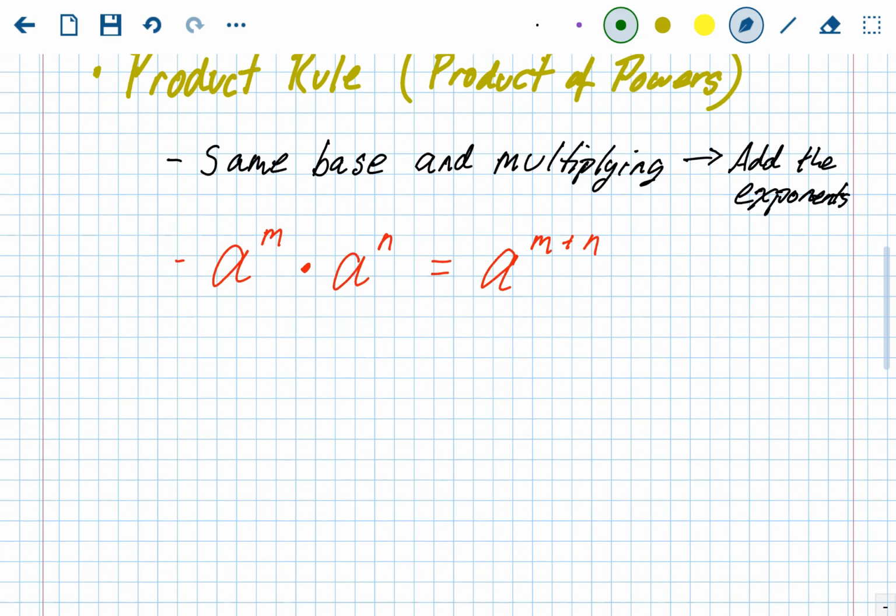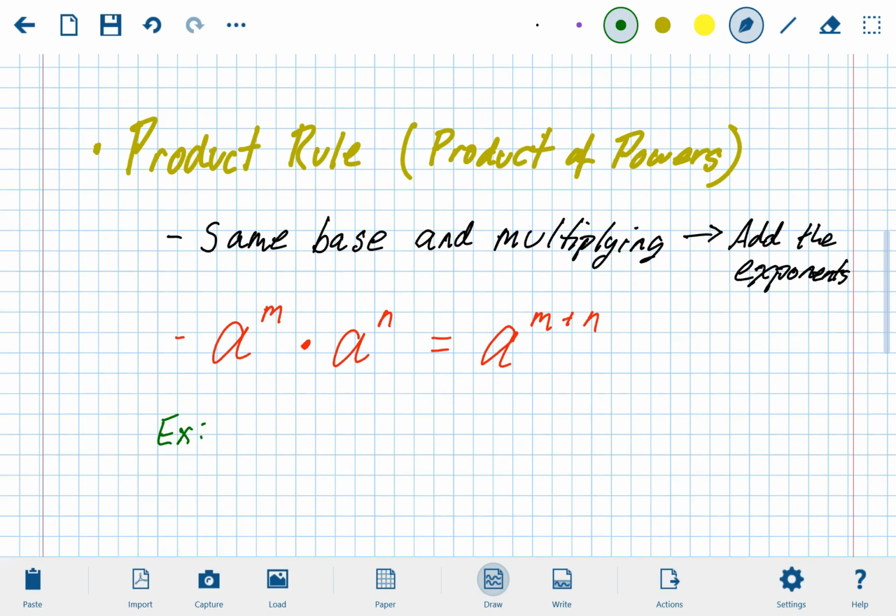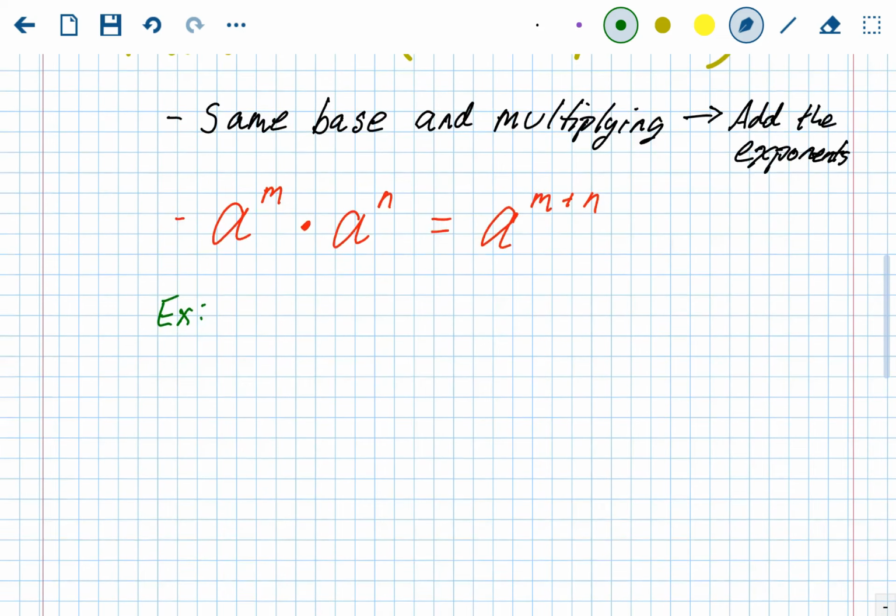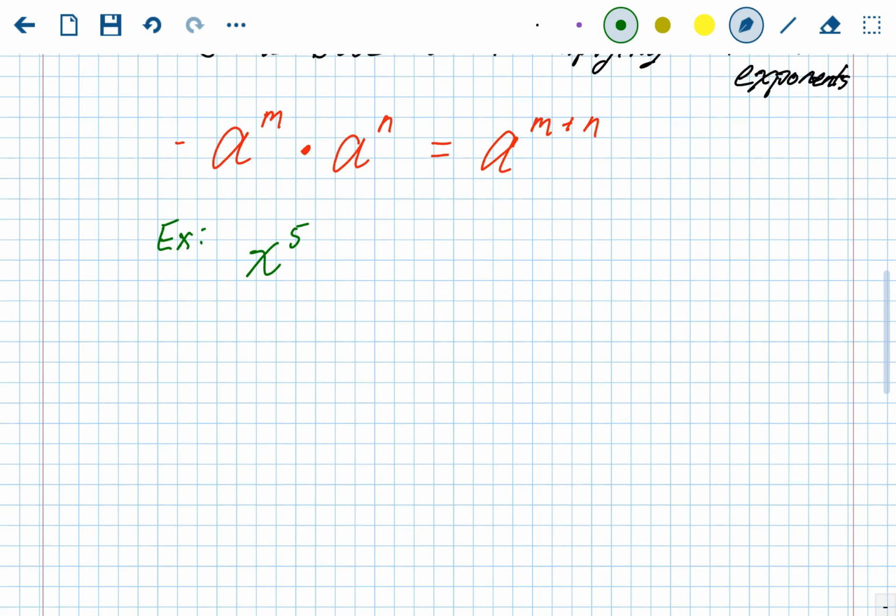All right, so let's do one with numbers. Say we have x to the fifth power times x to the third power. Well, according to our property, we would just take the base of x and add their exponents together, 5 plus 3. This will give you a simplified x to the 8th power.